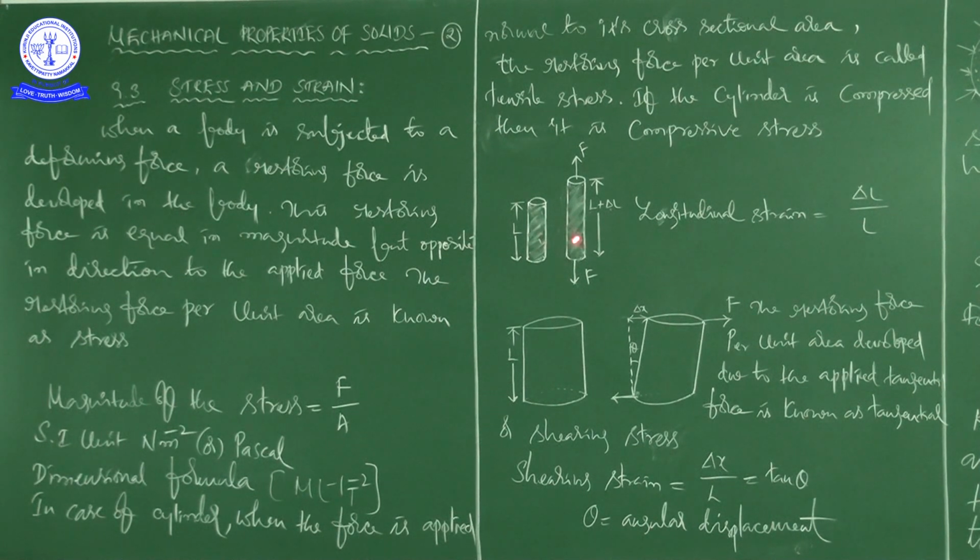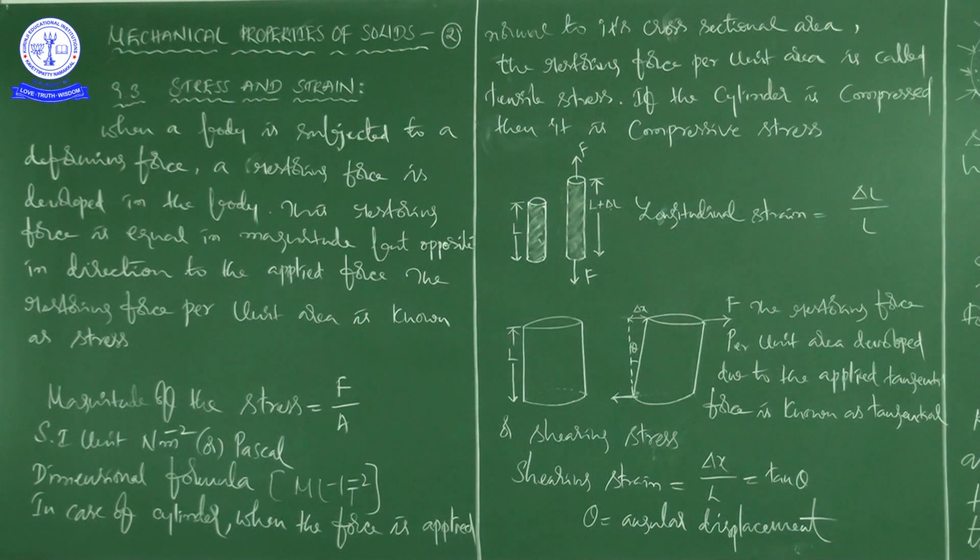In this situation, you can say that the restoring force per unit area in this case is called tensile stress. The force is applied normal to its cross-sectional area. The restoring force per unit area is called tensile stress, right? Okay. There is no picture, but we have to imagine.